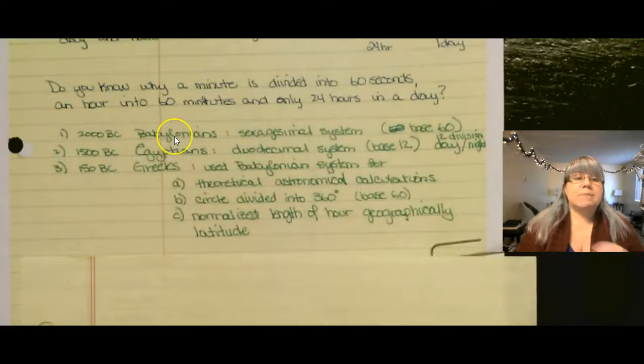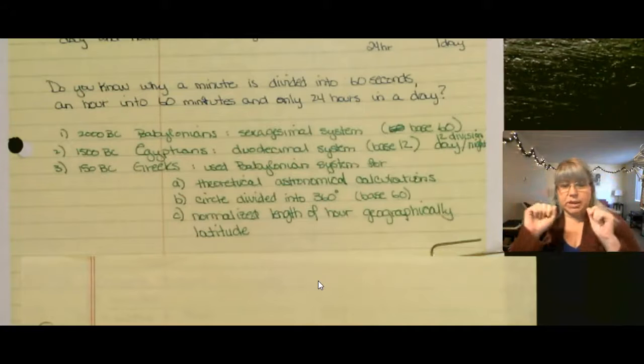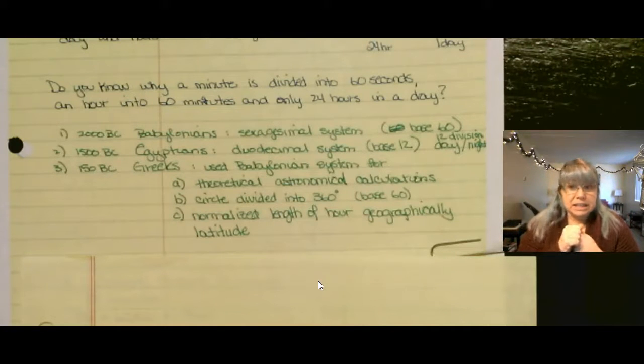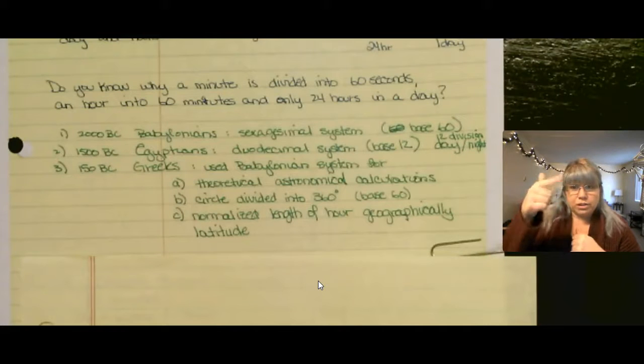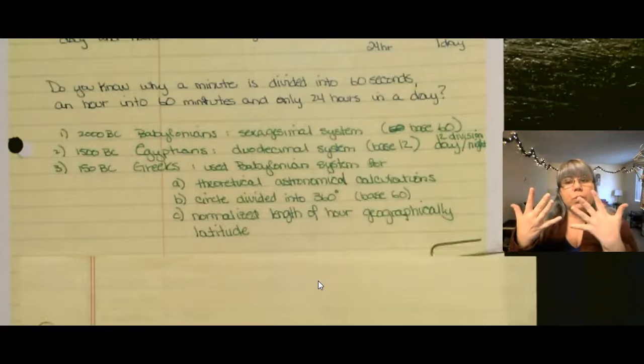So the Babylonians back in 2000 BCE, they had, I have a hard time saying this word, a sexagesimal system. In other words, it was base 60. Today we use a base 10. We have 10 fingers, so we use a base 10, and we have very unique names for each number. 1, 2, 3, 4, 5, 6, 7, 8, 9, 10. And then we really just start all over again.